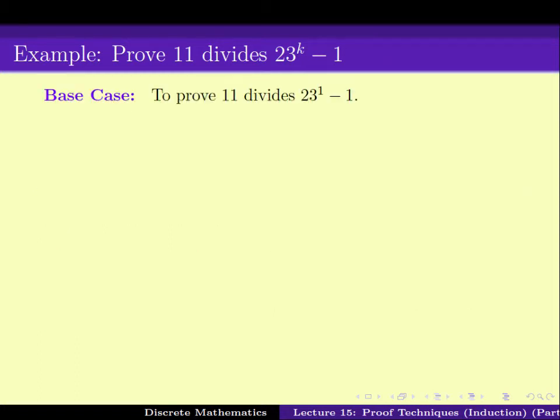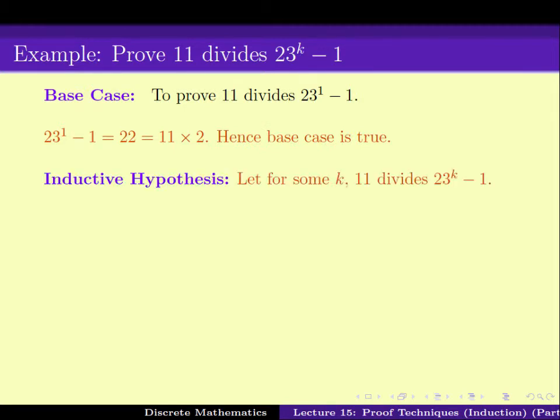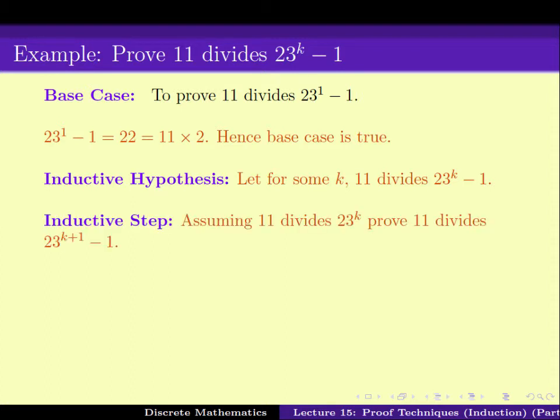First of all, the base case, 11 divides 23^1 minus 1. Now this is obvious because 23^1 minus 1 is 22, which is 11 times 2. Now the inductive hypothesis states that 11 divides 23^k minus 1. Now assuming this, we have to prove that 11 divides 23^(k+1) minus 1. Now let's see how to solve that.